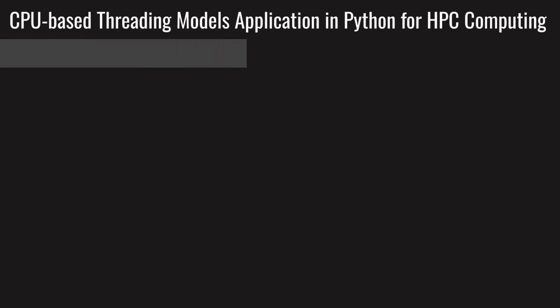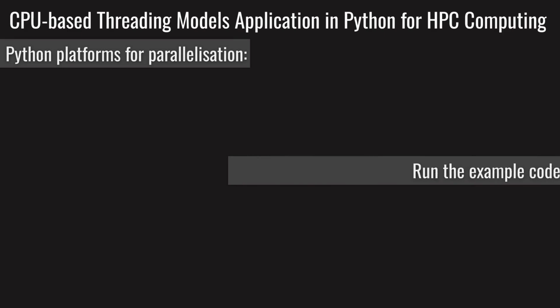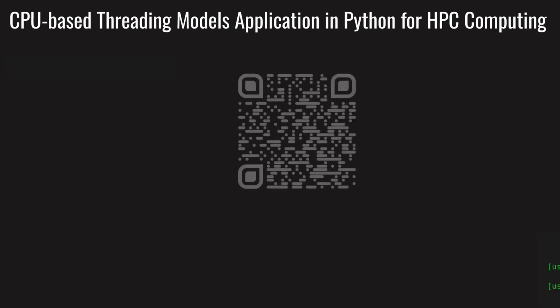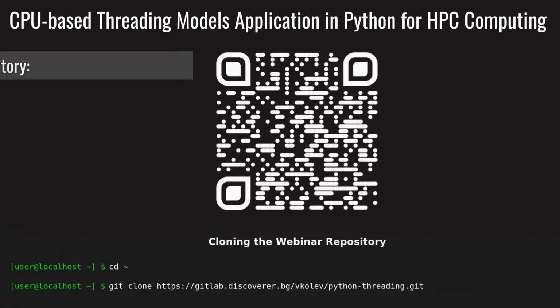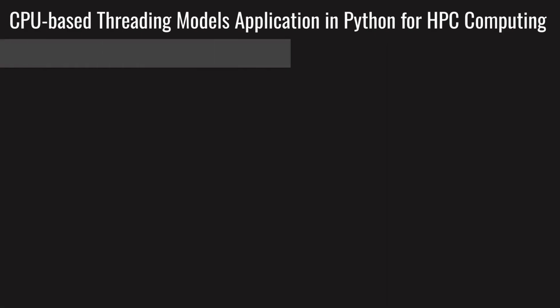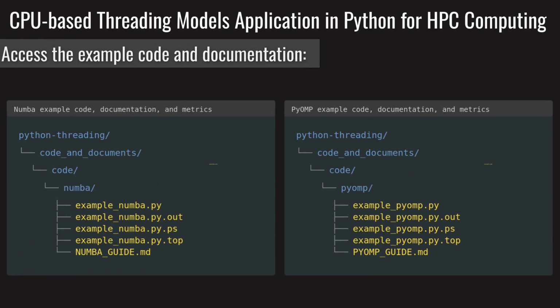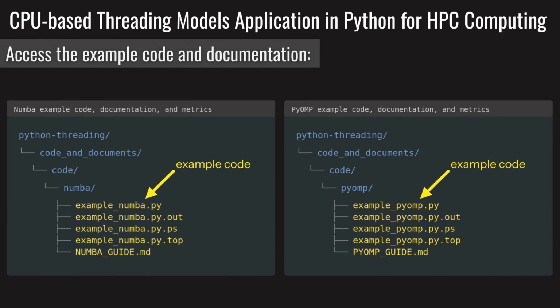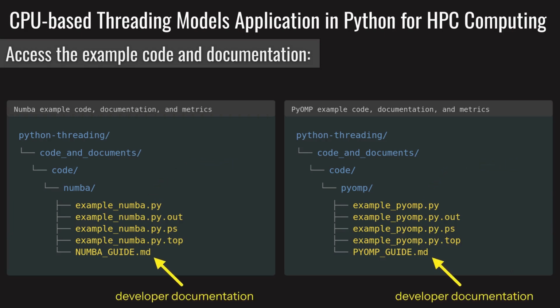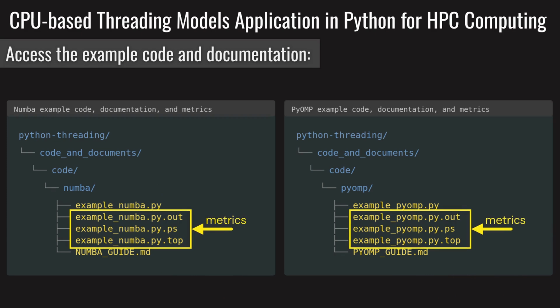Now let us run the example code, collect the metrics, and analyze them. The webinar code and documentation repository's URL and instructions for cloning the content are provided below in the event that you have not yet downloaded it. The displayed file tree shows the location and names of the example code, developer documentation, and example metrics collected during the execution of the example code.